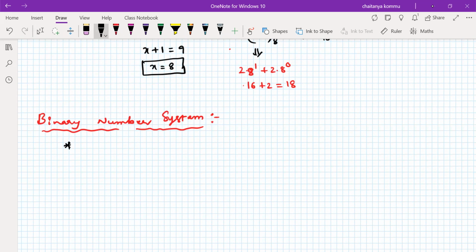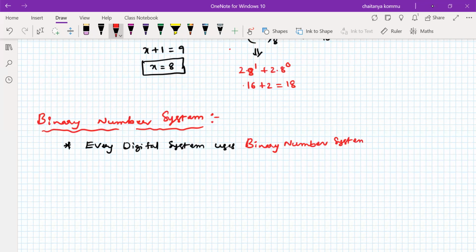So what can we write? Every digital system uses binary data, the binary number system, for its manipulation, or for performing the operations. You can say it in that way.